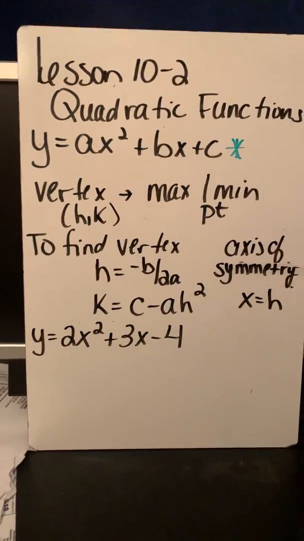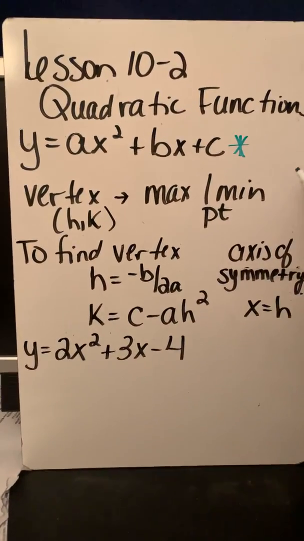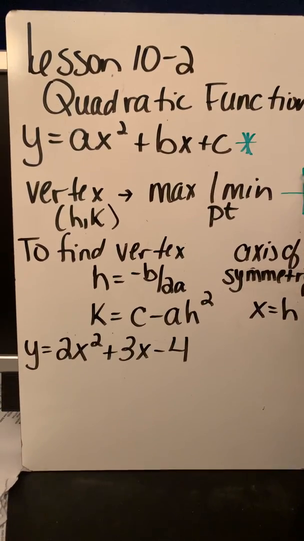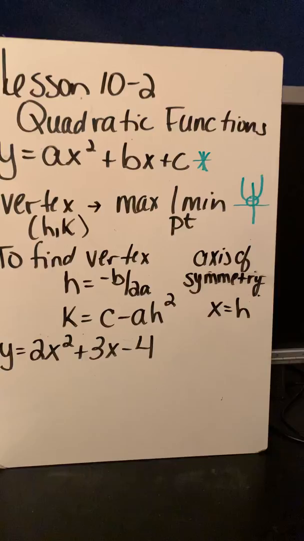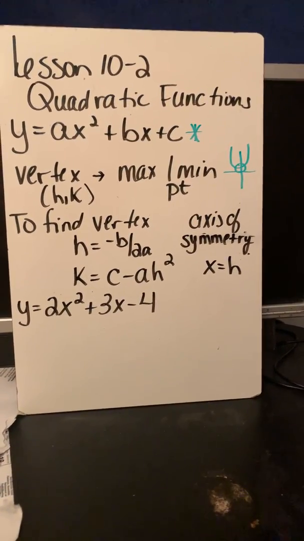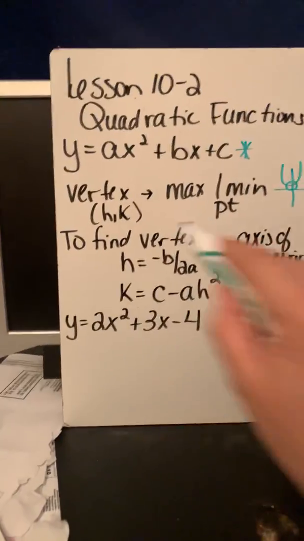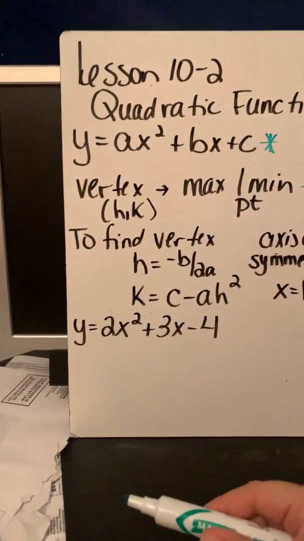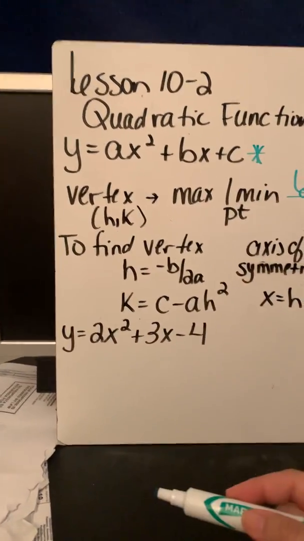So remember yesterday, your vertex was your maximum or minimum point. So when you had your parabola, this would have been your vertex on that parabola. It's your maximum or lowest point, or minimum point. The vertex is labeled (h, k) as an ordered pair.